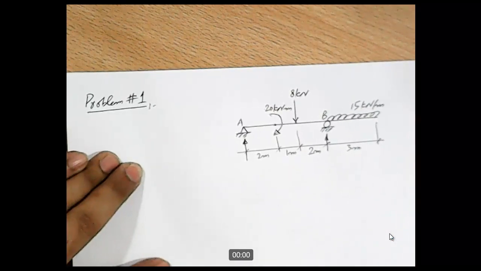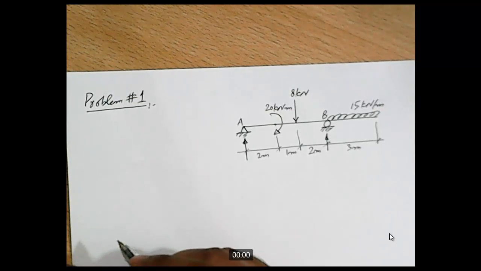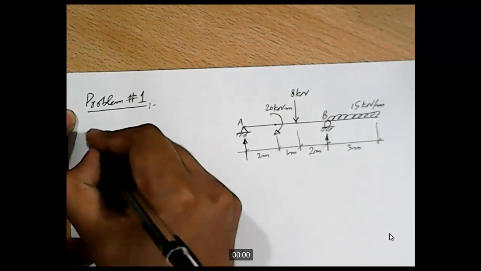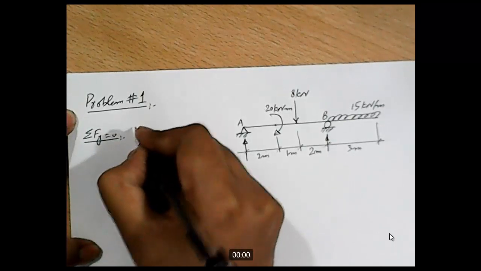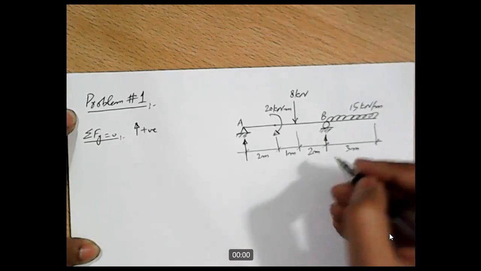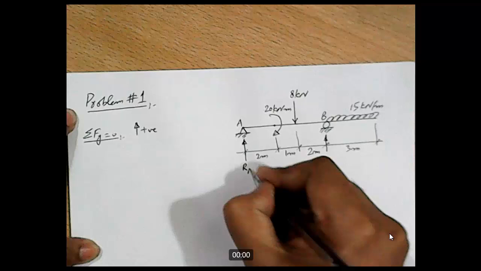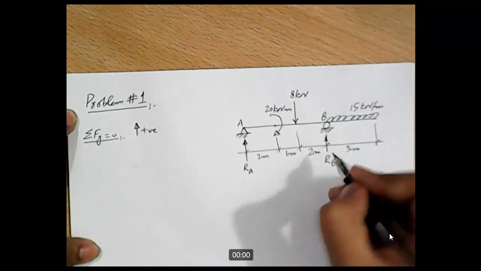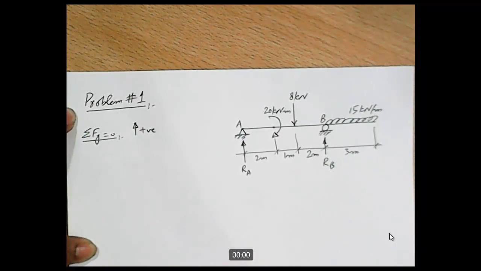The solution, and we know that the first step of solving this beam is to determine the reactions of the beam, and for that we will apply the conditions of equilibrium. The convention is that we will take upward forces as positive. Let's call this reaction RA and this reaction RB. So there are two forces acting in upward direction, RA and RB.